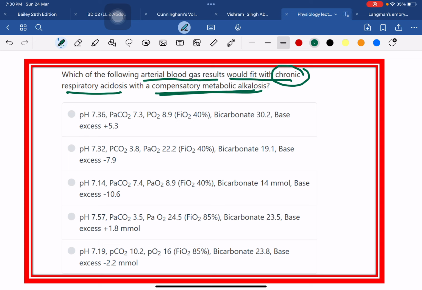First of all, this is respiratory acidosis. That means the pH change occurs. For this condition, the partial pressure of carbon dioxide alters, and when there is compensatory metabolic alkalosis, that means in this condition the bicarbonate level is also altered. So here are different types of options.